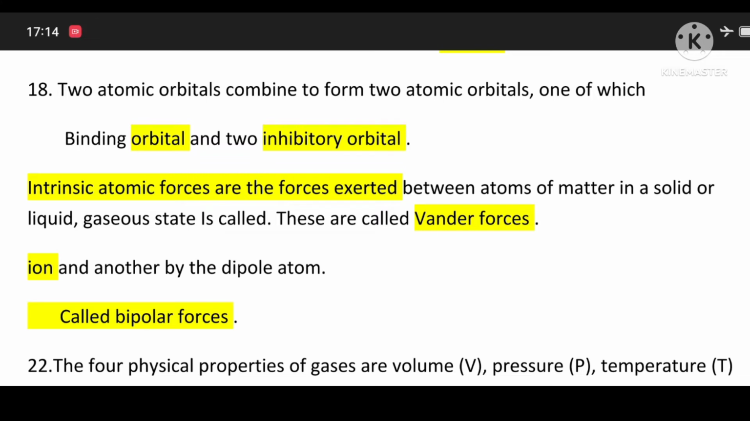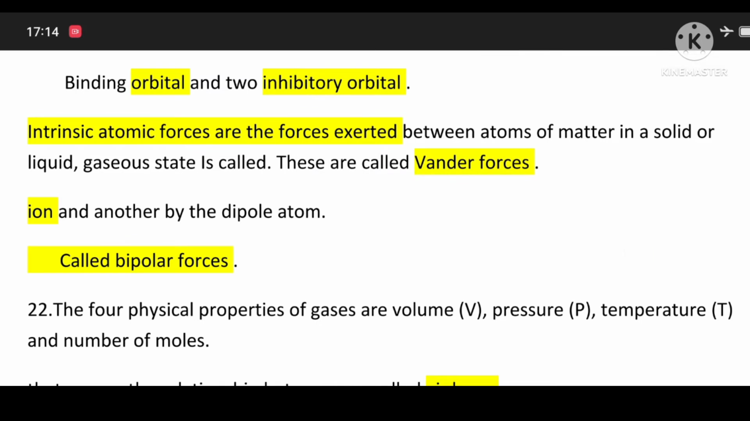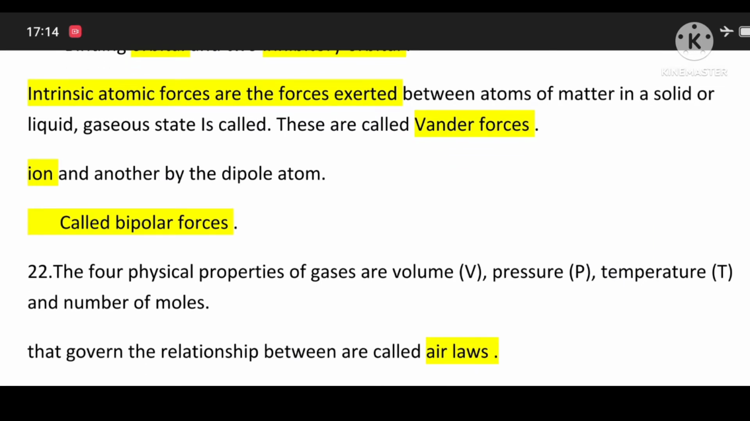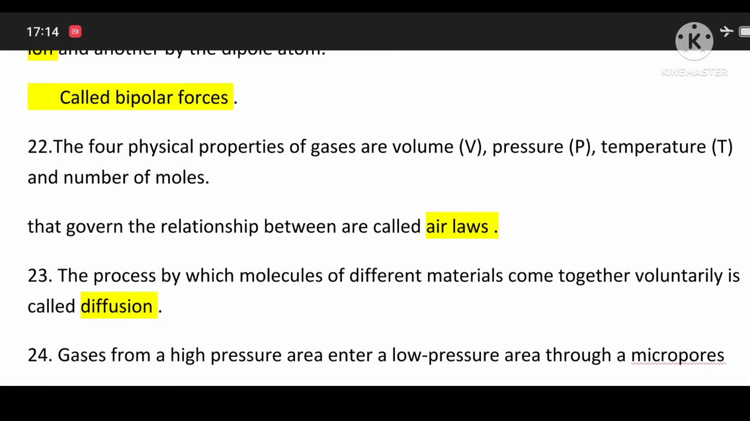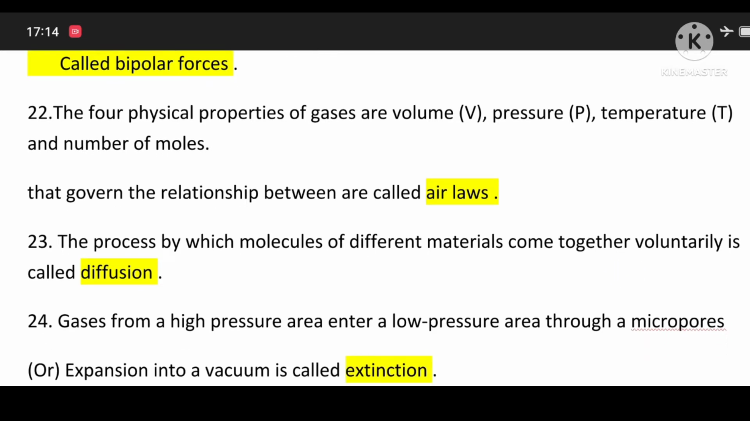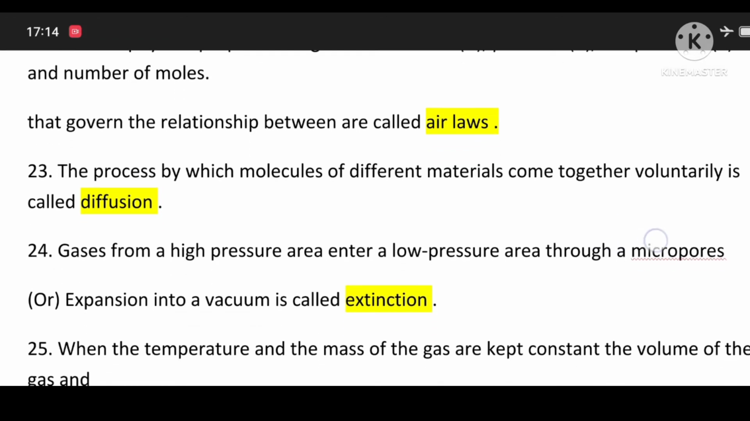Intermolecular forces are the forces that exist between atoms or molecules of matter in a solid, liquid or gaseous state. These are called van der Waals forces. Ion and another by the dipole atom are called dipolar forces. Number 22. The 4 physical properties of gases are: capital V is volume, capital P is pressure, capital T is temperature, and capital N is number of moles. The relationships between them are called gas laws.